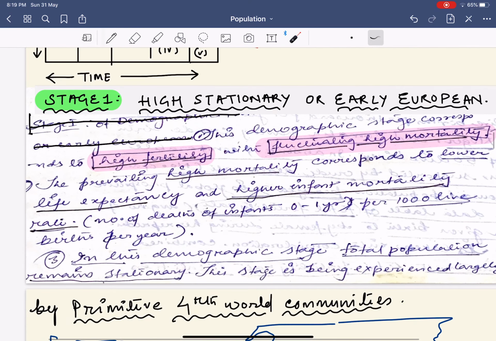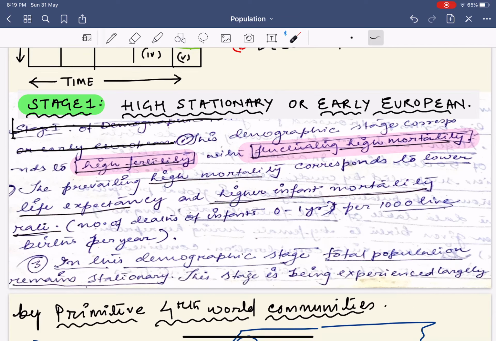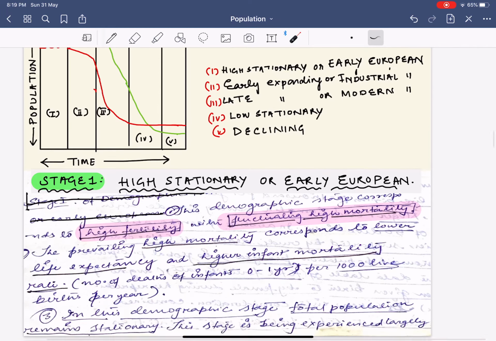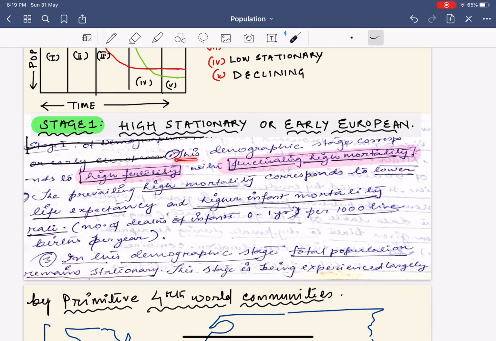Now let's begin with the first stage. The first stage is also called the high stationary or the early European. Now, as we have already seen, this is your first stage. You can see that the mortality as well as fertility almost remains constant. However, there is a fluctuation in your mortality. Now let us understand why. This demographic stage corresponds to high fertility. Yes, there is high fertility with fluctuating high mortality.